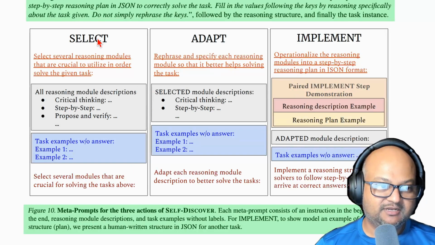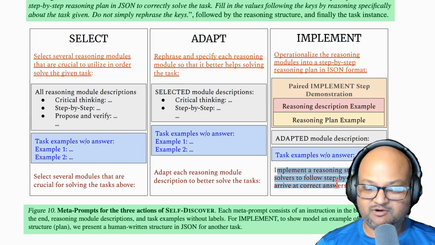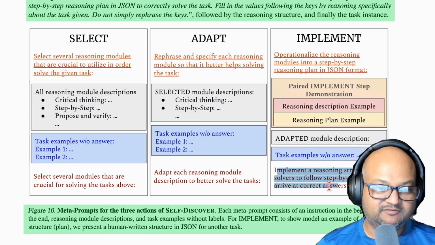You can see how in the select phase, we ask it to pick given the reasoning module descriptions. Then we adapt it by asking the LLM to rephrase each module to better solve the problem. And finally, the implementation phase comes up with a more specific prompt that can then be used to right away solve specific instances of this class of problem.